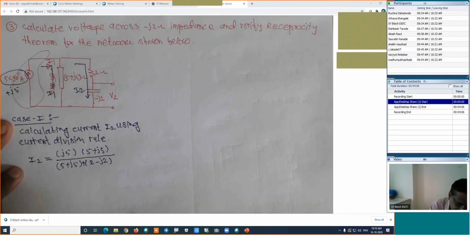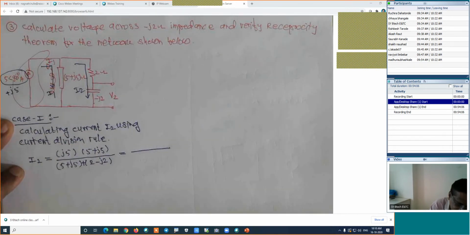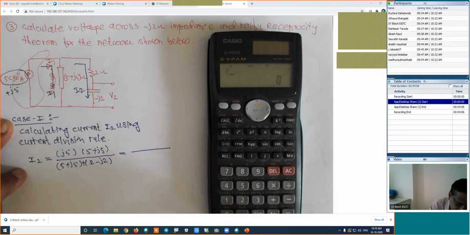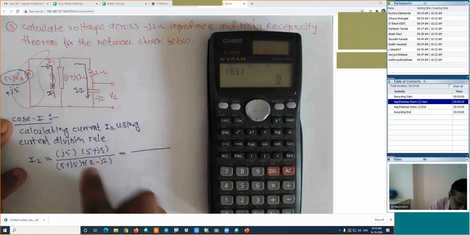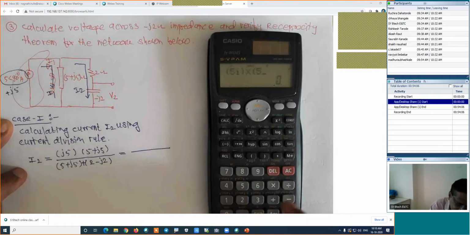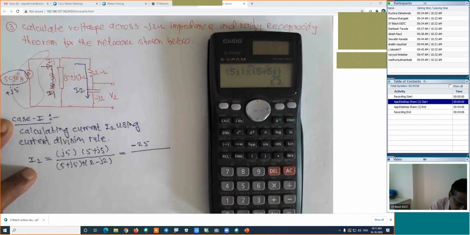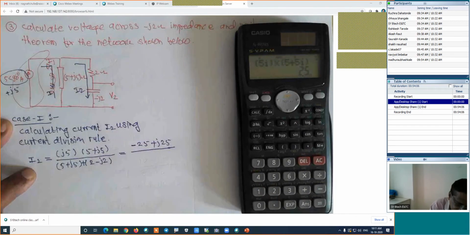Now, if I am working on this calculation, how is the numerator? Now look at the calculation of the numerator. J5 into, start bracket, 5 plus J5, close the bracket, which is equal to: its real part is minus 25, and its imaginary part is plus J25.